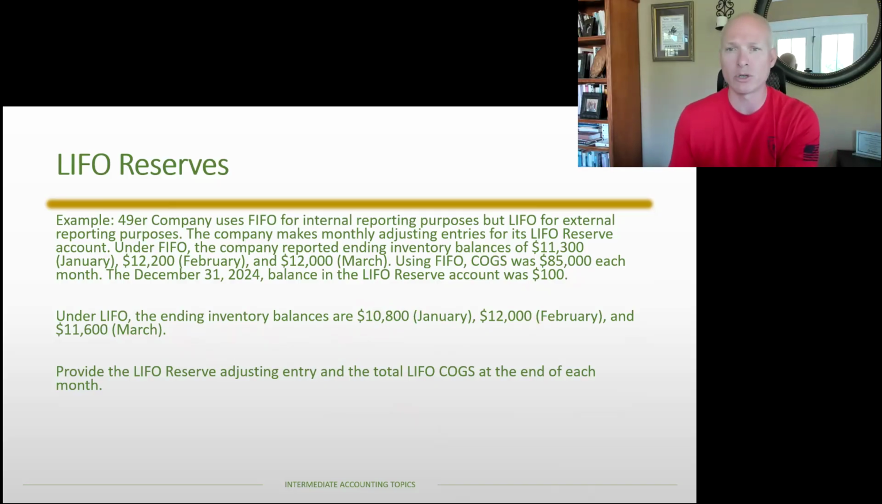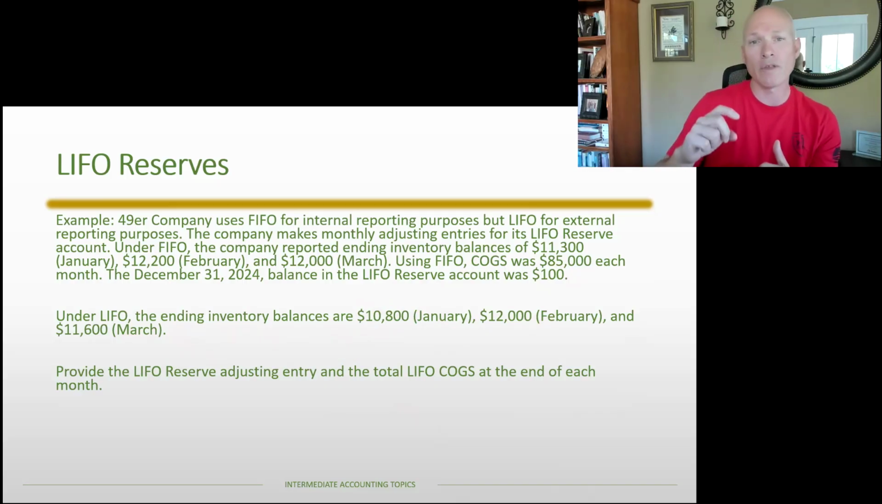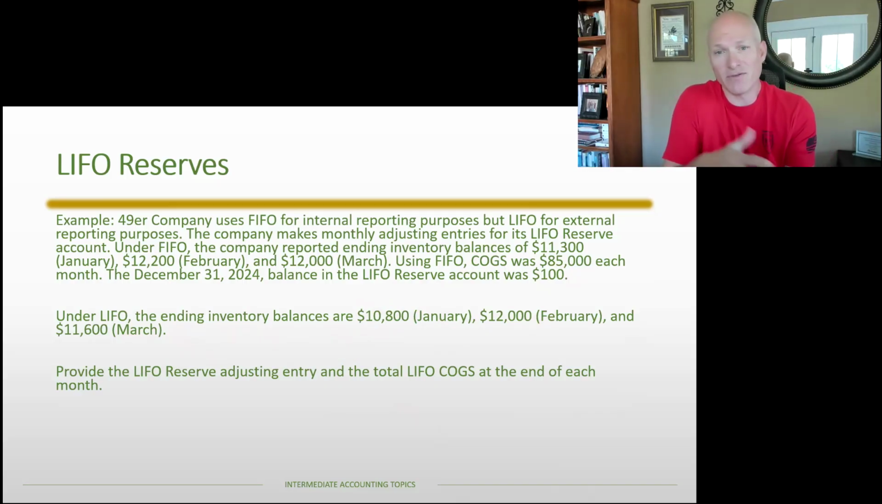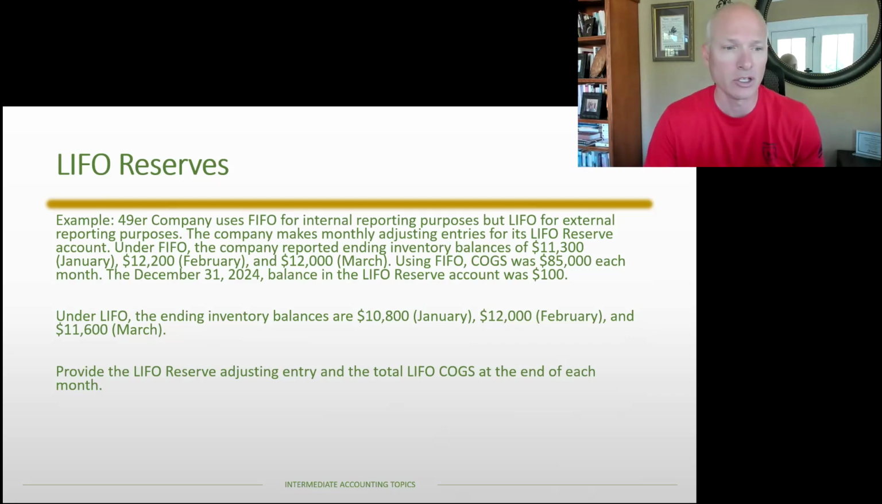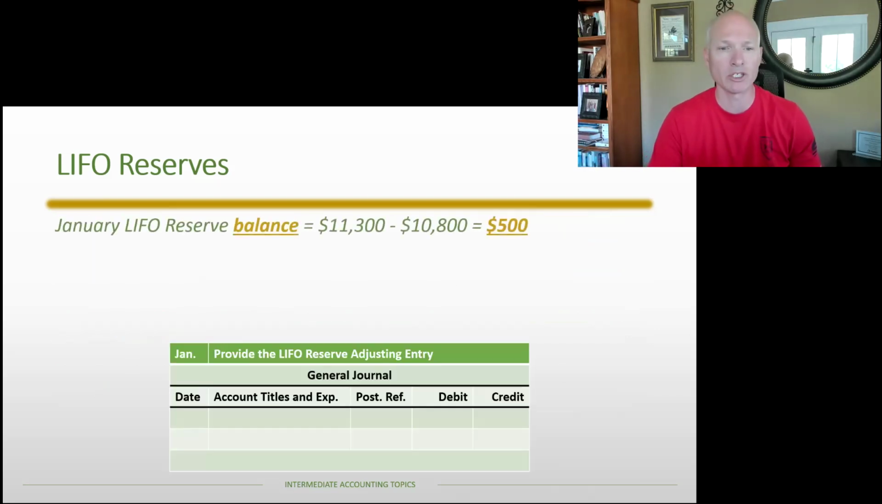So what do we do in terms of this adjusting entry so that our internal books get shifted to the way we want to report things externally? All right, and how would we go about doing that? First of all, we're going to look at January. In January, the LIFO reserve balance is the FIFO balance in our inventory account minus the LIFO balance in our inventory account, which means the balance in our LIFO reserve should be $500, and just to be clear here, a $500 credit balance.